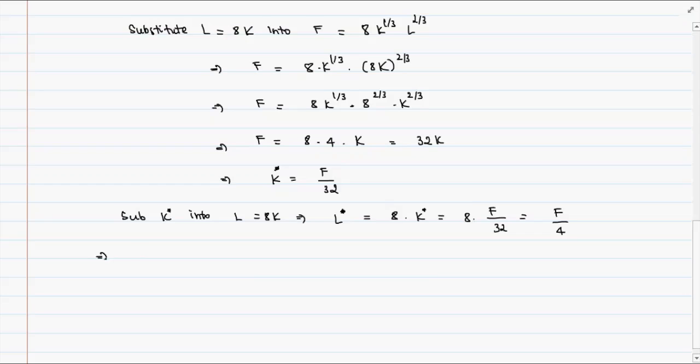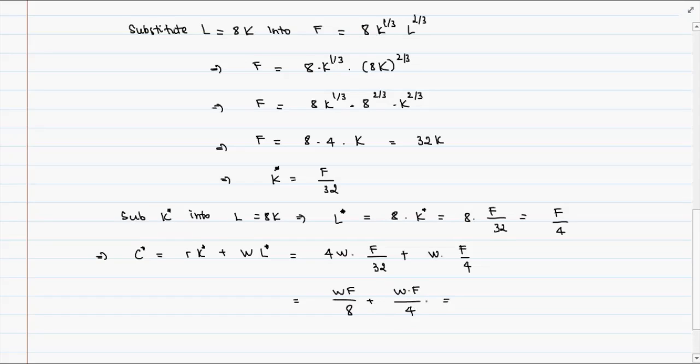So the cost of production C star, which is going to be the cost of capital R times K star plus the cost of labor W times L star, is going to be equal to, so knowing the fact that R equal to 4W, I'm just using that in here, and K star I know that is equal to F on 32 plus W times L star, and L star is F on 4. Okay, so simplify this, I'll get 4 divided by 32 will give me 8. So I got WF on 8 plus WF on 4. Okay, and so that it's just going to be 3WF on 8.